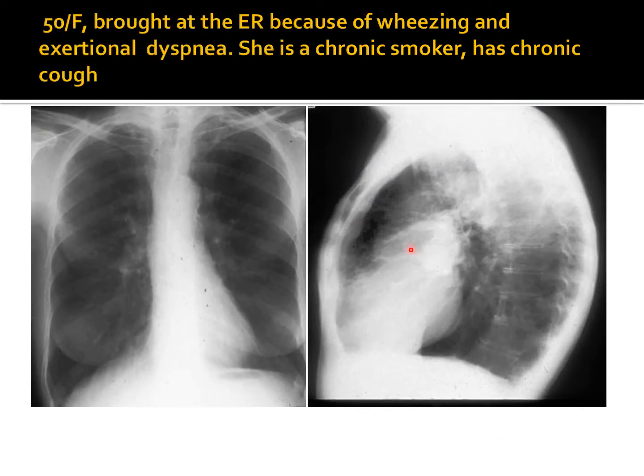Now, our next patient is a 50-year-old female brought to the emergency room because of wheezing and exertional dyspnea. She is a chronic smoker, has chronic cough. And what you can see here, if you will recall the normal chest X-ray of a patient from your previous chest lectures on the normal chest, what you can see here is the lungs are hyper-aerated. It's very, very black compared to the normal grayish lung in a normal chest X-ray.